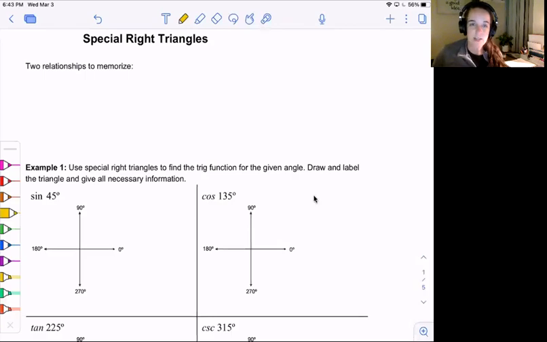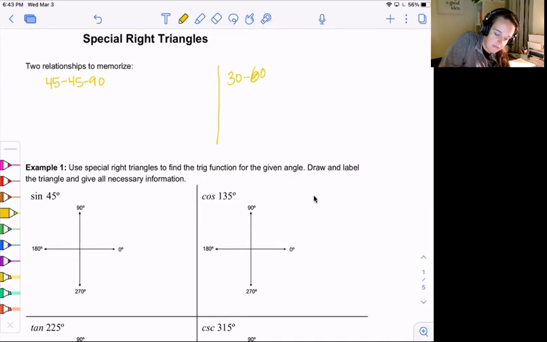Hi everyone, today we're learning about special right triangles. So there are two relationships to memorize here. The first one is called 45, 45, 90, and the second one is called 30, 60, 90. Right, so two triangles. What they're called is in relationship to their angles.